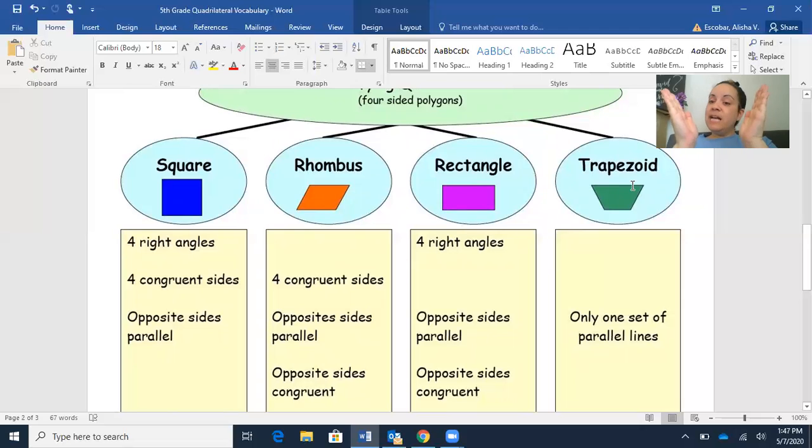The 2 on the side cannot be parallel because eventually, if I kept going, they would run into each other. They are not the same distance apart. They would eventually crash into each other. So this side and this side are the only parallel sides. It does not have any right angles. It does not have opposite sides congruent. Now, these might be congruent, but we don't know for sure. It only has 1 set of parallel lines, 1 set, okay?